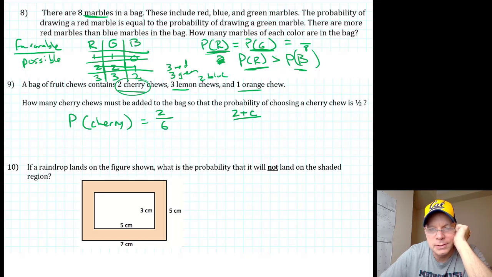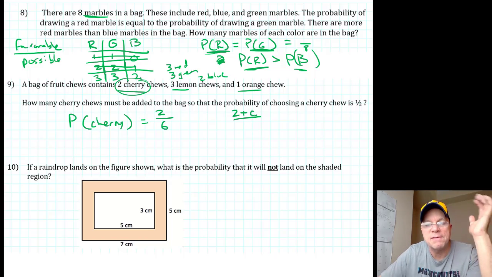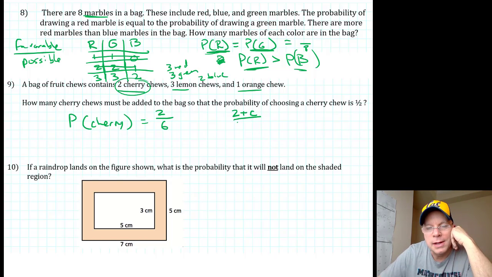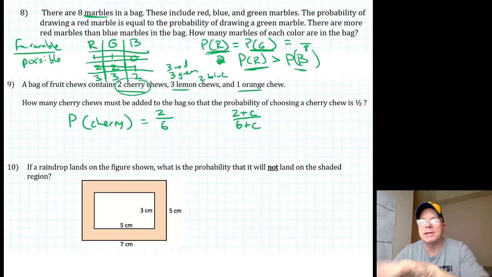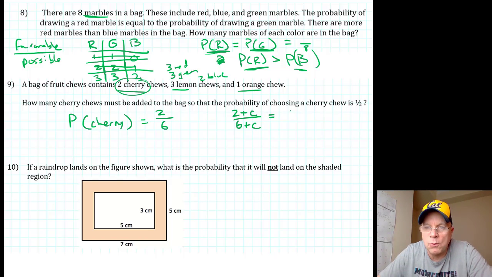All right, if I'm going to add some unknown number of cherry chews, do you understand if I say 2 plus C? 2 plus some additional number of cherry chews would give me more favorable outcomes. And my total possible outcomes, the total number of chews in the bag, would also be 6 plus C, because I'm only adding cherry chews. We want that to equal 1/2. So I want you to see that this can be solved algebraically using cross products, because we've done this. The cross product would be 2 times 2 plus C. This other cross product would be 1 times 6 plus C.